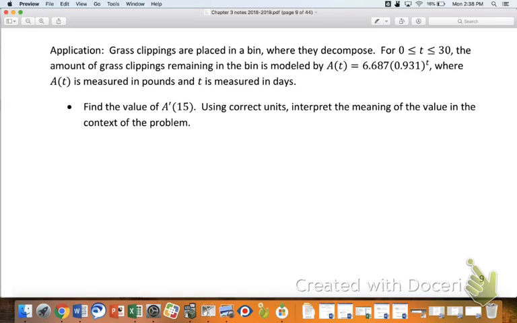We haven't talked about how to differentiate an exponential yet, so we definitely want to use the calculator for A prime of 15. But then, using correct units, interpret the meaning of the value in the context of the problem. So take a minute here to calculate that value.